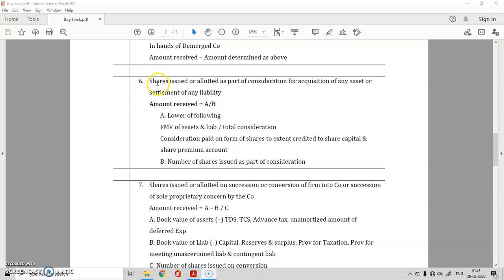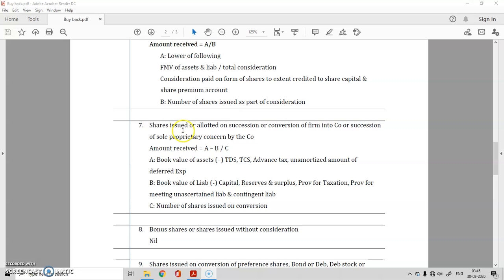In case of the sixth point, shares issued or allotted as a part of consideration for acquisition of any asset or settlement of any liability, the issue price would be A divided by B. Now, A means FMV of assets and liability or total consideration or consideration paid in form of shares to the extent credited to share capital and share premium account, whichever is lower, divided by number of shares issued as a part of consideration.